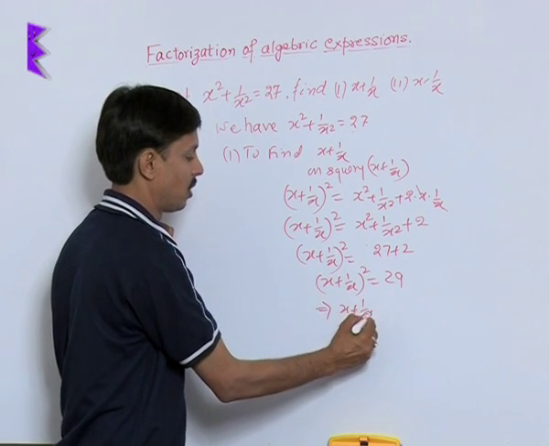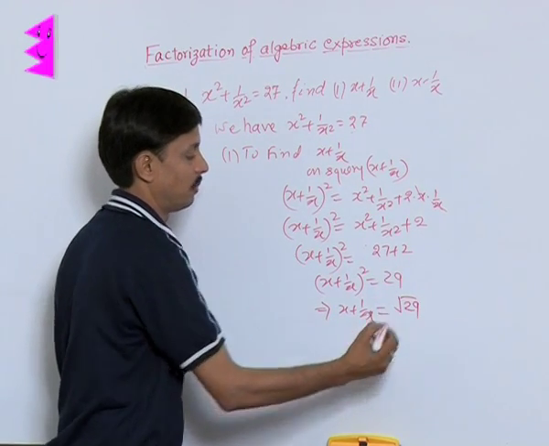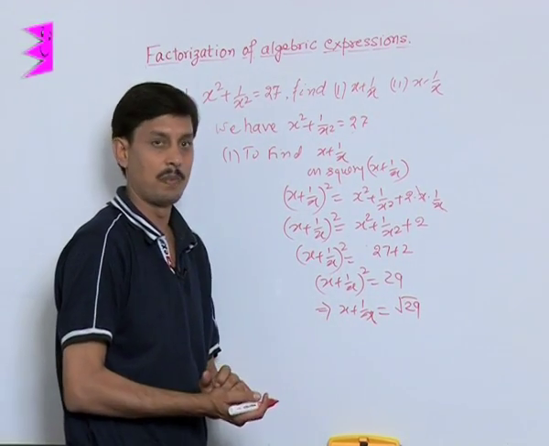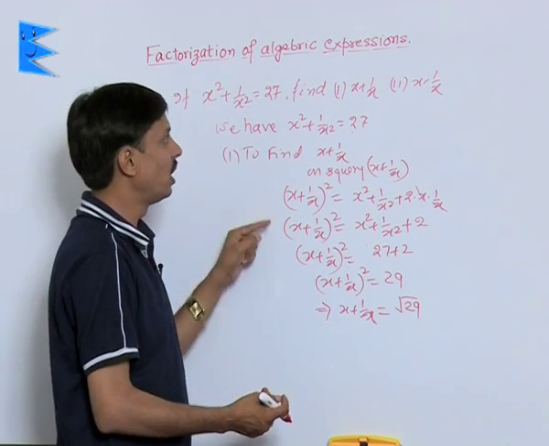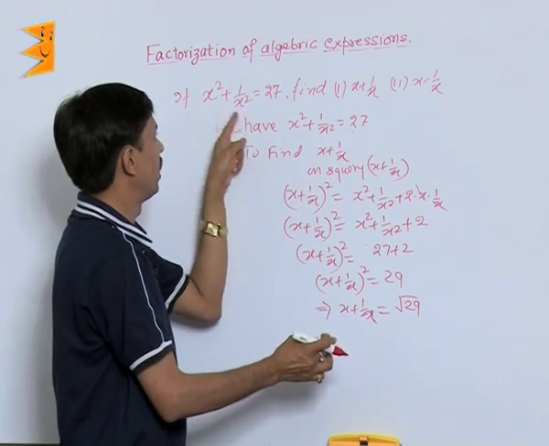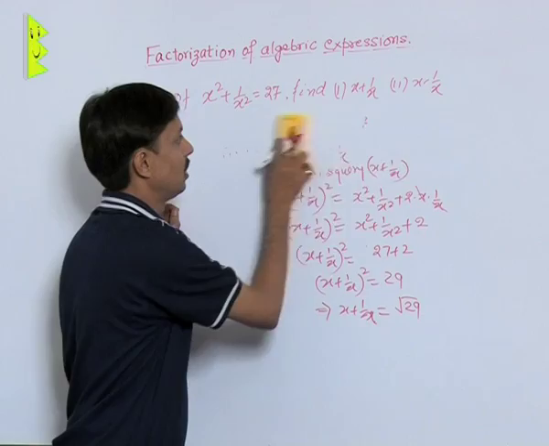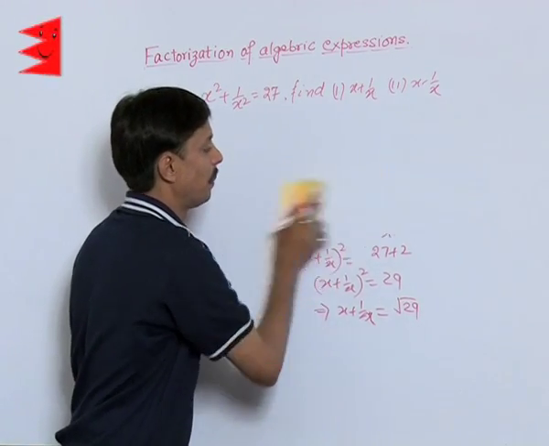X plus 1 upon x is equal to square root of 29, because 29 is not a perfect number. This is the way to find the value of x plus 1 upon x under the condition when x square plus 1 upon x square is given. Second part of this to be solved, the same pattern we will keep.